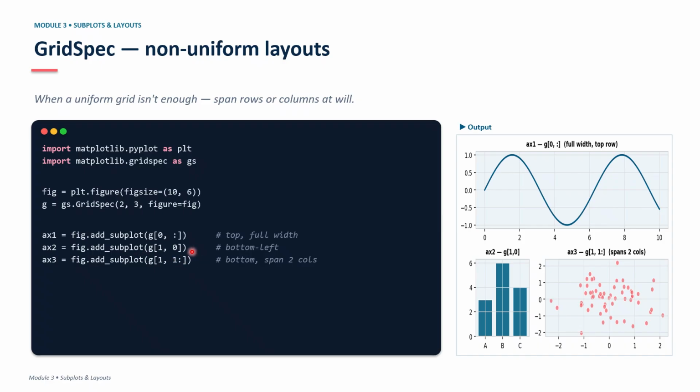So 1 comma 0 it is of row 1. So this is your row 1 and column 0, right? So row 1 and column 0, you are going to have this axis 2. Okay. And what about this axis 3? So fig.add_subplot of 1 comma 1 colon.